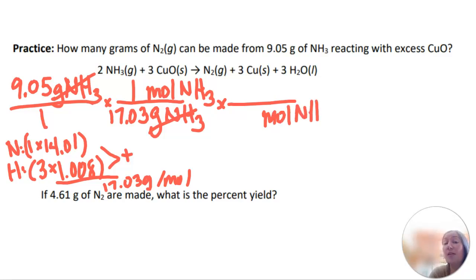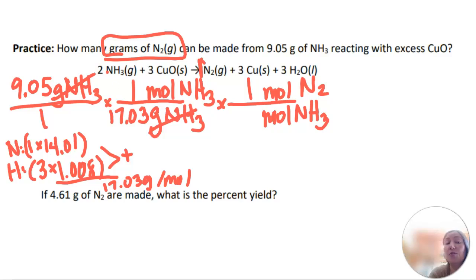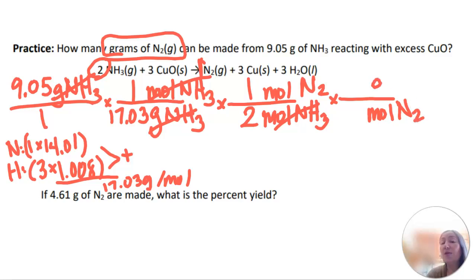So we'll do moles NH3 to moles of our desired compound. Well, we're trying to learn about N2 or nitrogen. And so we'll look at the coefficients in the balanced equation. There's an implied 1 in front of nitrogen, and there's a 2 in front of NH3. So those are coefficients. So we did molar mass, coefficients. Now let's do molar mass, moles of N2 to grams of N2.